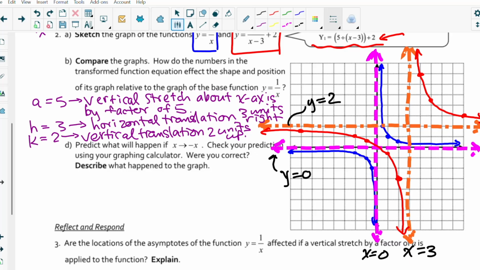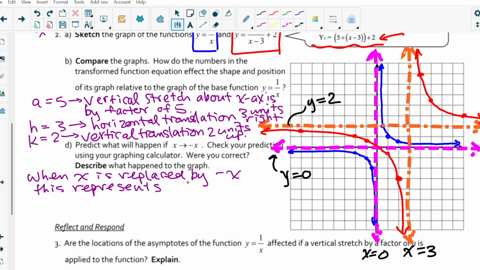Alright. Predict what will happen if x is replaced with negative x. This is replacement notation. Check your prediction using your graphing calculator. Were you correct? Describe what happened to the graph. When x is replaced by negative x, this represents a reflection in the y-axis.